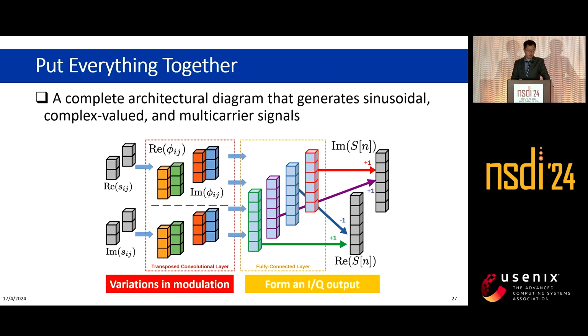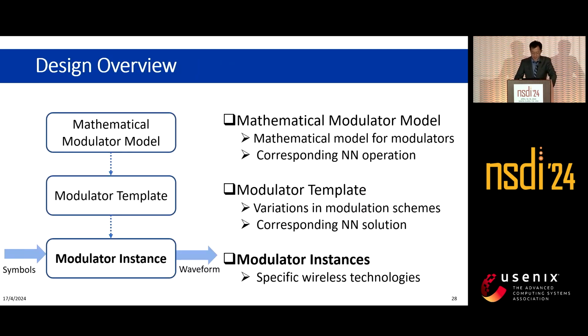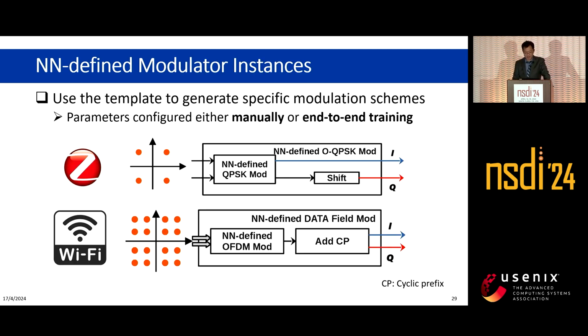But in a word, if we put all of them together, we can have such a template. It can be separated into two parts. The first part is the transposed convolutional layer that can cover variations in a modulation. And the second part is a fully connected layer that merges the output to an IQ output. Finally, we adapt such a template to specific wireless technology. We studied ZigBee and Wi-Fi as the examples.